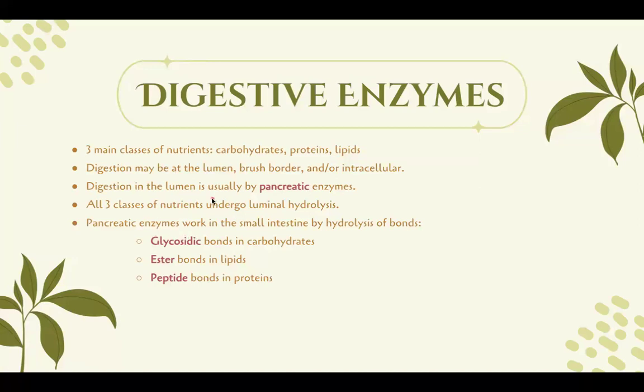Now, you have these pancreatic enzymes, as we said, in the lumen, and basically you have different enzymes for different nutrients, okay? So carbohydrates, lipids, and proteins, they have different kinds of bonds in them. And so you have different enzymes to target these different bonds. For carbohydrates, the enzymes target glycosidic bonds. For lipids, they target ester bonds. And the enzymes for proteins will target peptide bonds. Okay?